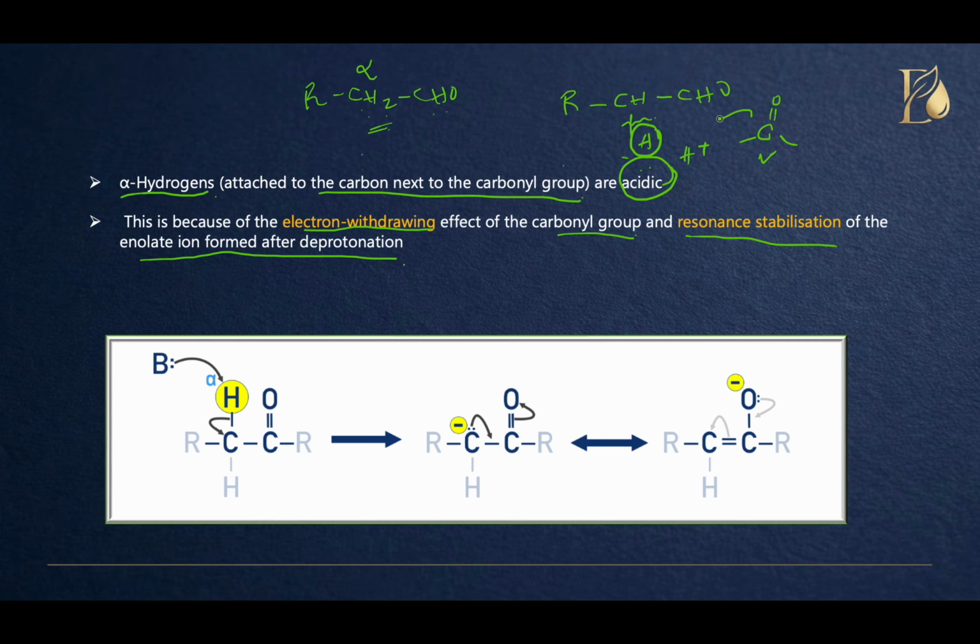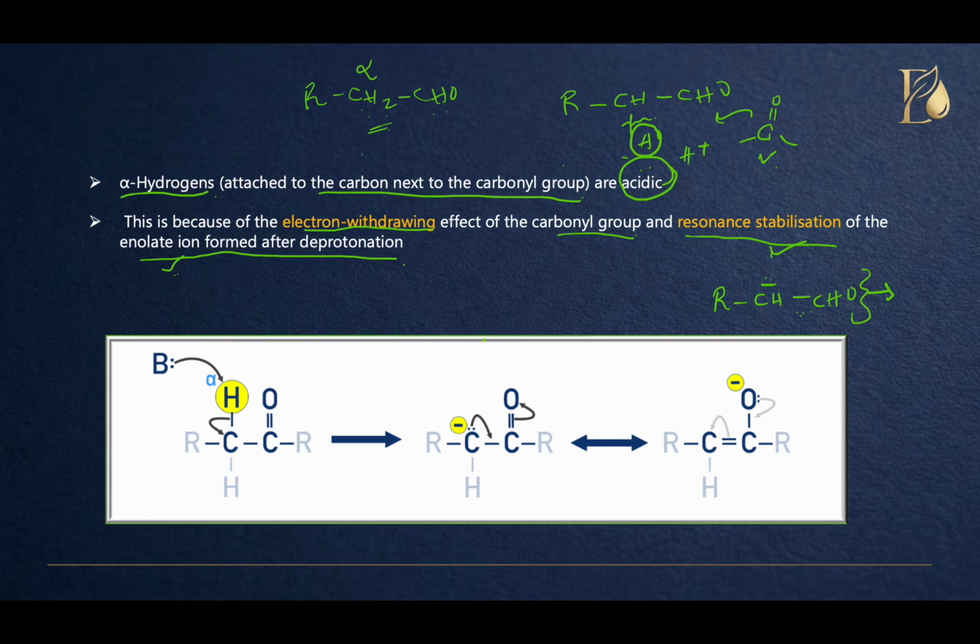It has the electron withdrawing nature, and because of this electron withdrawing nature and because of resonance stabilization of the enolate ion... what is enolate ion? After the removal of proton, it will produce a nucleophile, that is enolate ion. We can look at the structure. If you remove the hydrogen proton from this CH2CHO, then it will have a negative charge on this carbon atom. This is enolate ion.